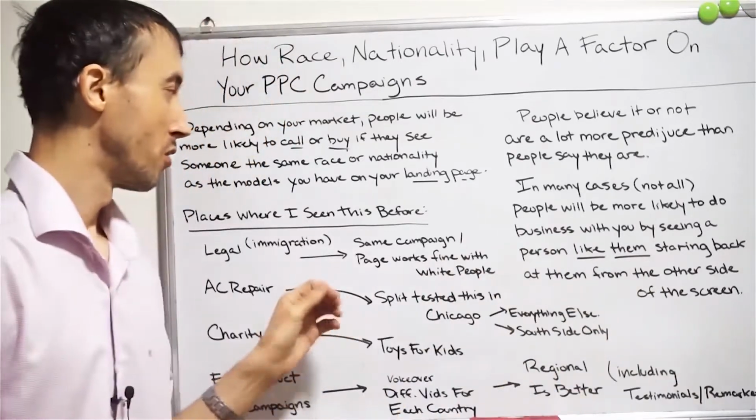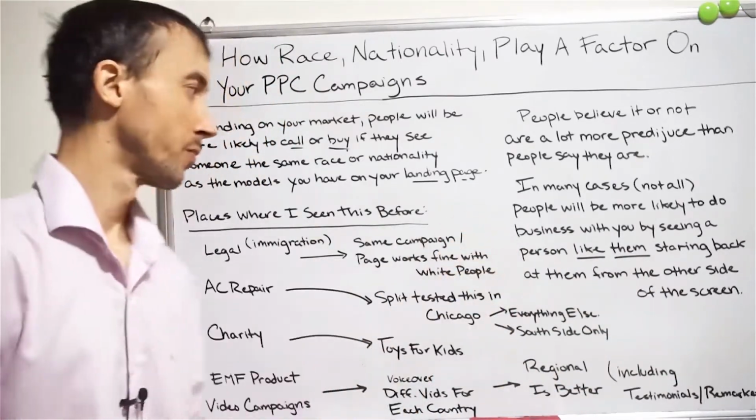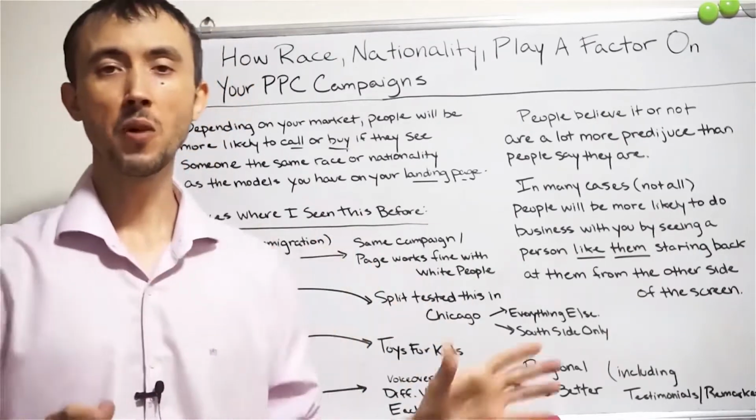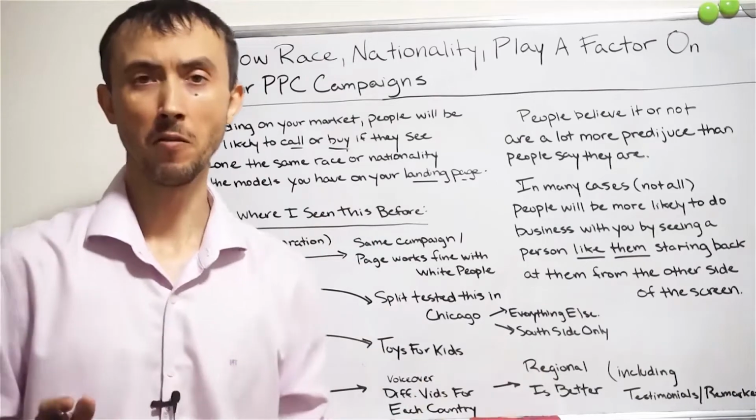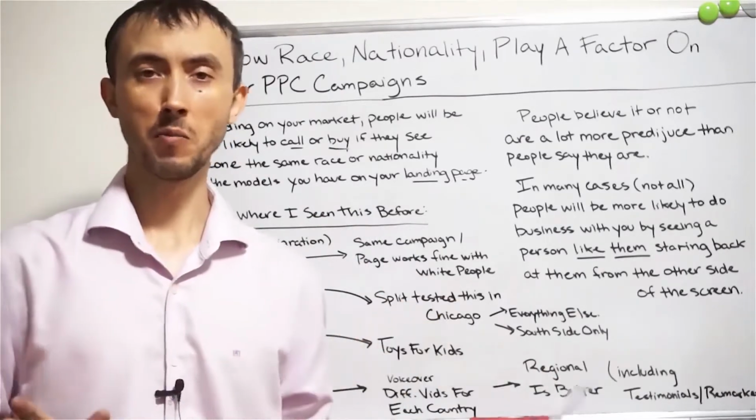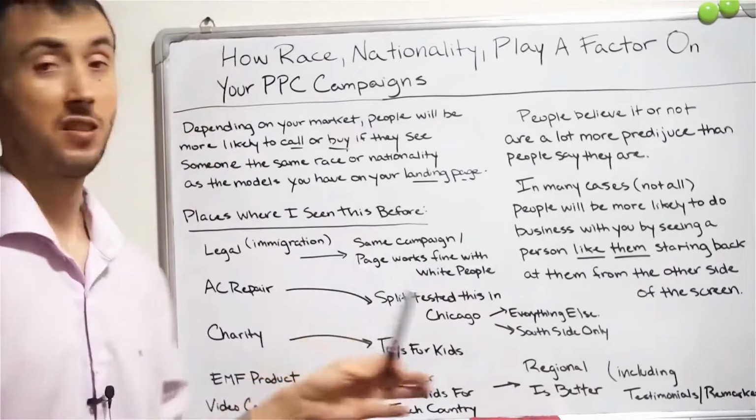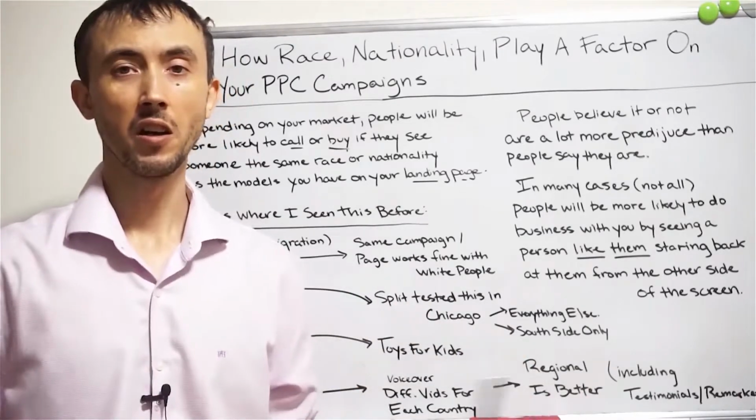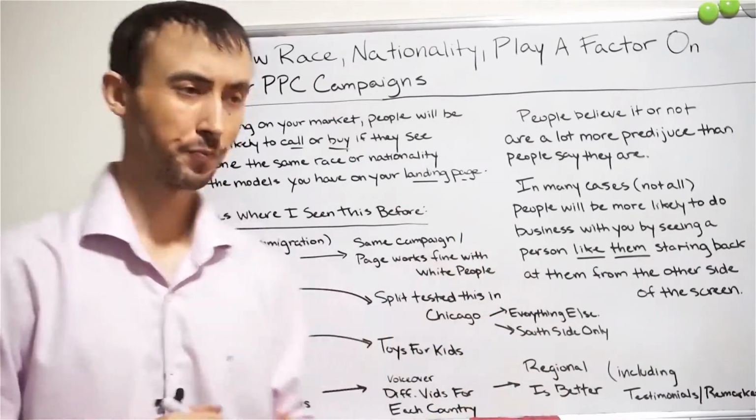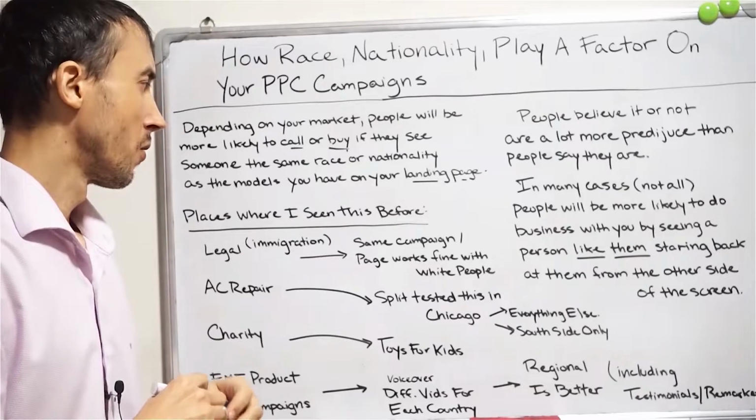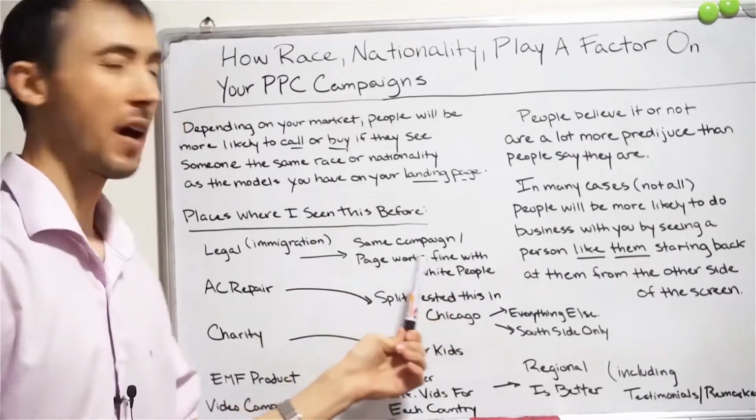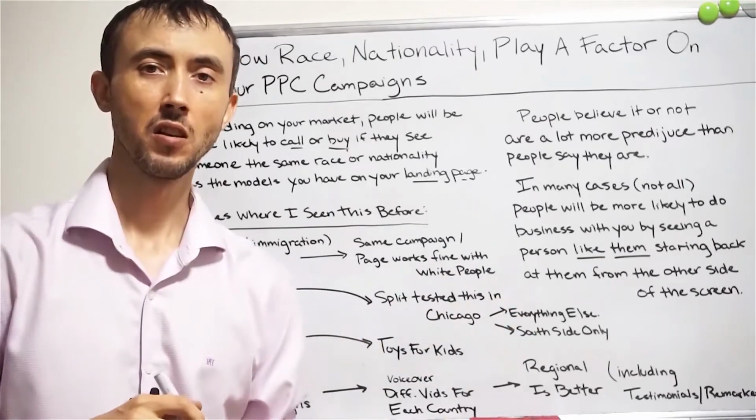So when we did this in the legal space, when the immigration lawyer was white, there was no problem making this campaign work. It worked very well, in fact. I had another immigration attorney, who was Hispanic, and we couldn't get the campaign to work nearly as well. So we had the same campaign, same ads, and it works fine with the white people on it, okay?